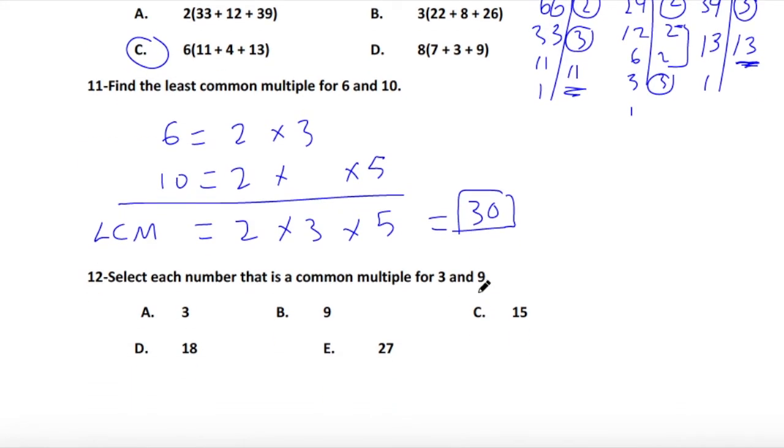Next, select each number that is a common multiple for 3 and 9. 3 is a multiple of 3 but not 9. 9 is a multiple of both. 15 is a multiple of 3 but not of 9. 18 is a multiple of 3 and also a multiple of 9. 27 is a multiple of 3 and 9. So we have 9 and 18 and 27.